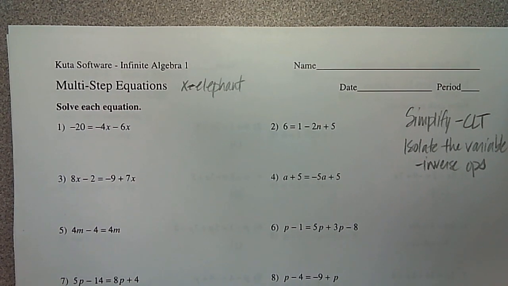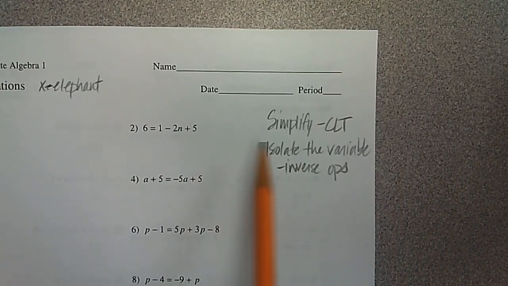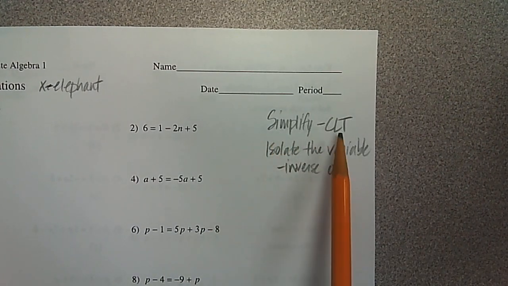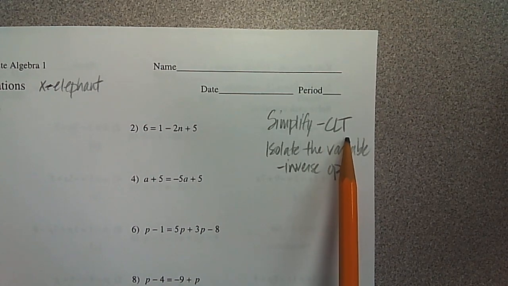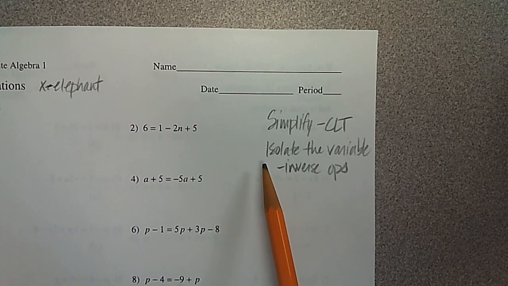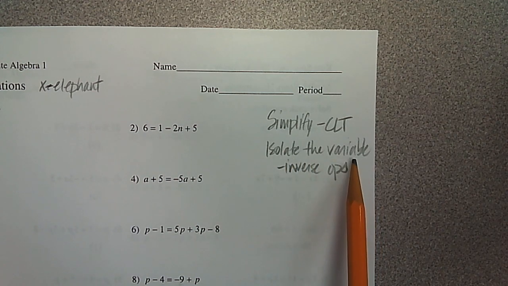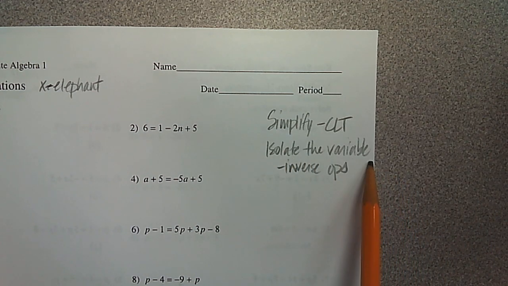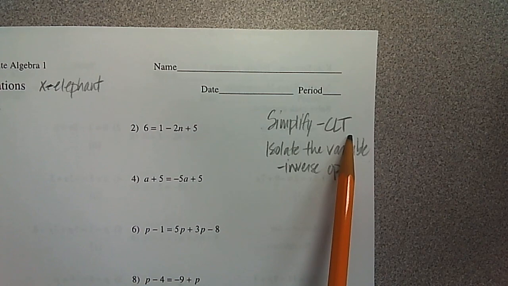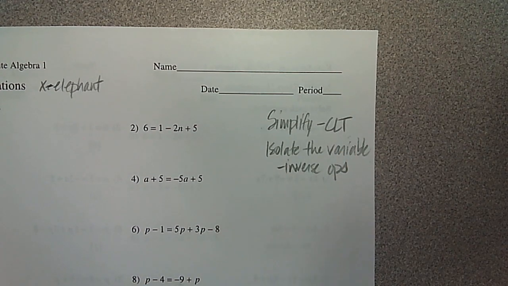So here we go. Whenever you solve an equation, you always want to simplify it. You can simplify by combining like terms, so x's go with x's, constants go with constants. And you want to isolate your variable, meaning you want to get your variable by itself. The way you do that is inverse operations. So two steps: you're going to simplify by combining like terms, and you're going to use inverse operations.